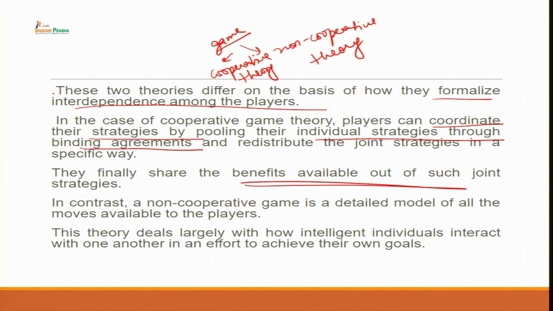While in contrast to cooperative theory, the non-cooperative game is a detailed model of all moves available to the players. Now, in this, players mostly make independent and self-enforcing decisions, with no collaboration with others. This theory deals largely with how intelligent individuals interact with one another in an effort to achieve their own goals. So, this is how game theory also enables an individual to take decisions.